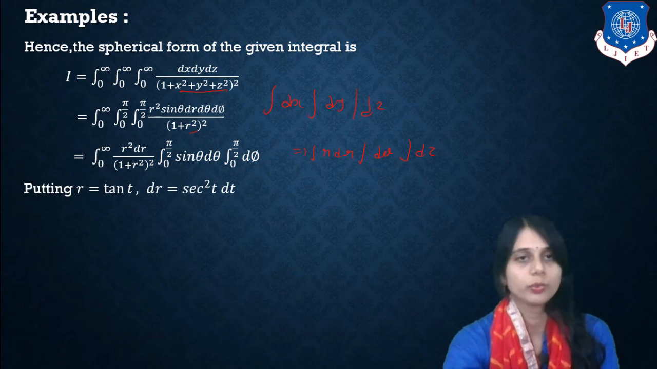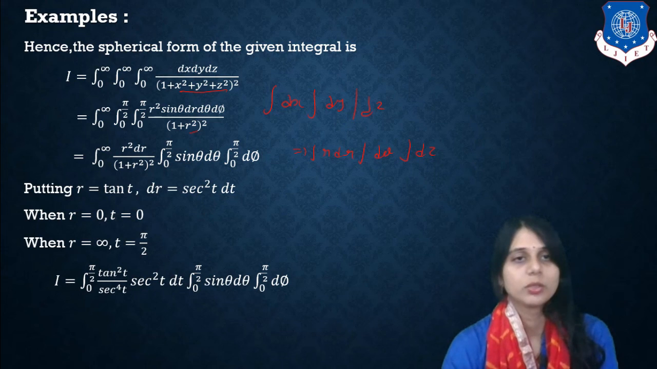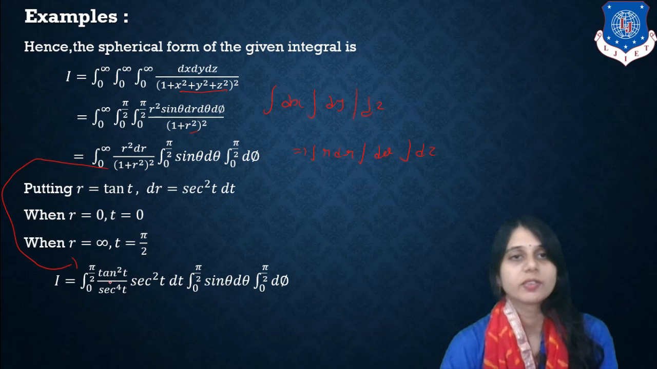So r equal to tan t and dr equal to sec squared t dt. When r equals 0, t equals 0, and when r equals infinity, t equals pi by 2. So the limits in this case are 0 to pi by 2 of r squared, tan squared t, over (1 plus r squared) which is sec raised to 4 t, times sec squared t dt, then 0 to pi by 2 of sin theta d theta, and 0 to pi by 2 of d phi.